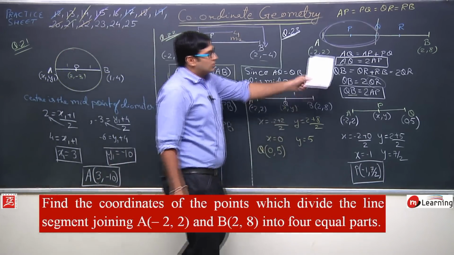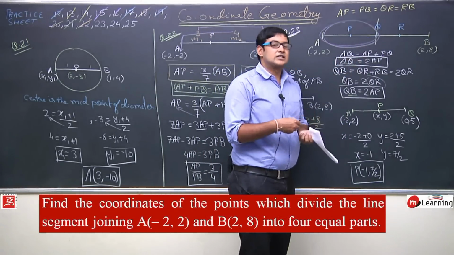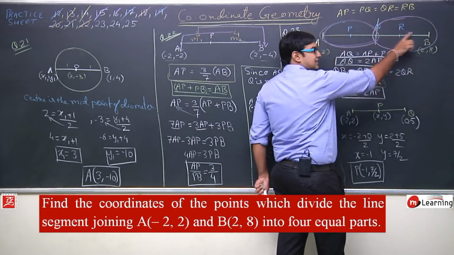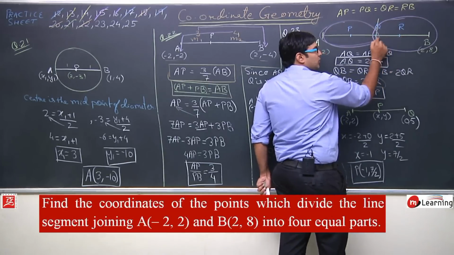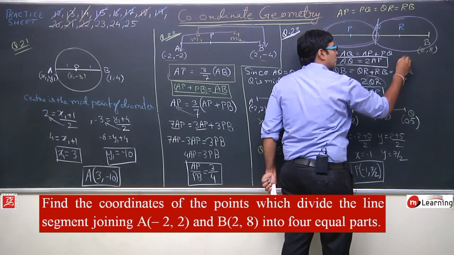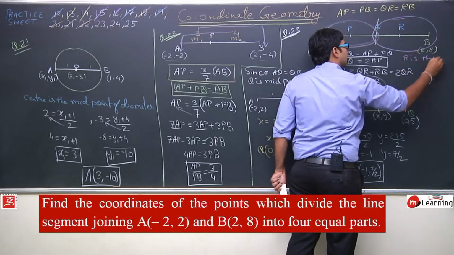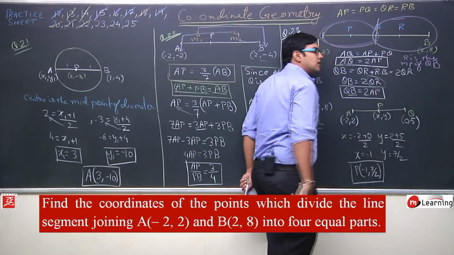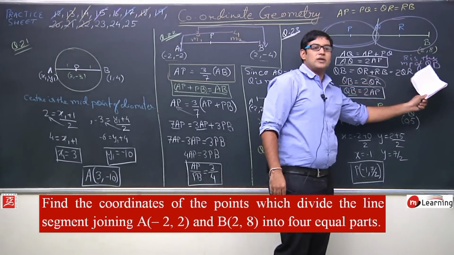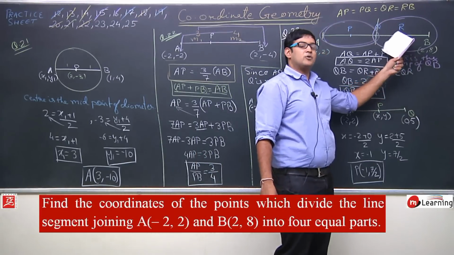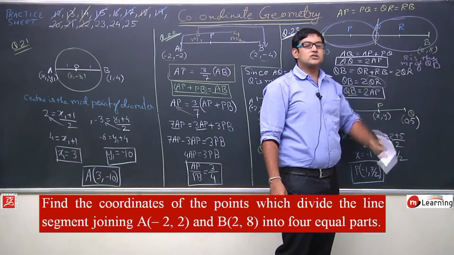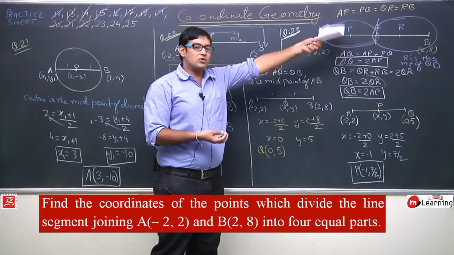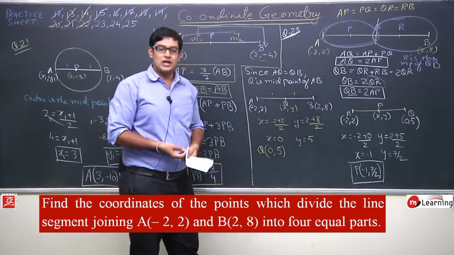Now, can we determine the coordinates of R in a similar manner? Yes. Just observe this section of line QB. In the section QB, R is the midpoint of QB. Since R is the midpoint of QB, you can apply the midpoint formula here to determine the coordinates of R. Okay, I am not solving it further because it's very simple. You know how to apply the midpoint formula.